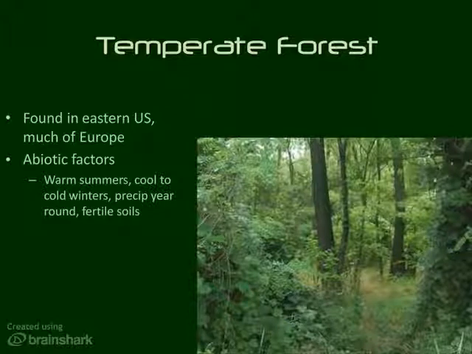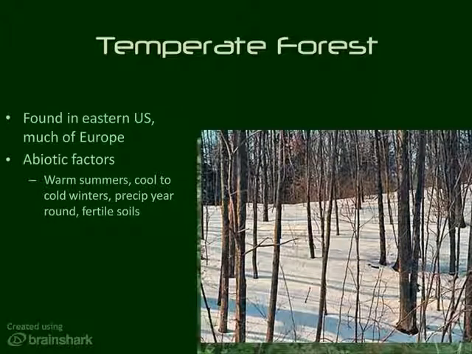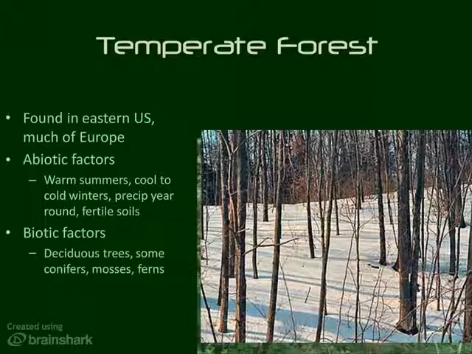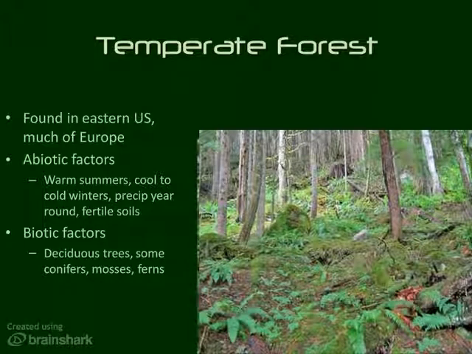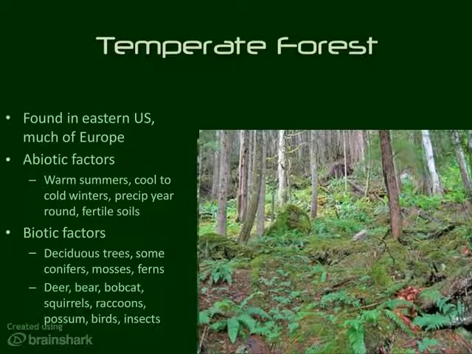Remember, decomposers need a lot of moisture, so in biomes such as this, detritus can be broken down and recycled much more efficiently. Biotic factors include mostly deciduous trees, trees that shed their leaves as the cold temperature and less sunlight occurs, like you see here in this picture. Some conifers can be found here as well, but you'll find mosses and ferns growing in the warmer months, since there is a steady supply of moisture. Animal life is abundant as well. Deer, bobcat, raccoon, possum, a variety of birds and insects can all be found here. Fewer reptiles, though. Can you guess why?